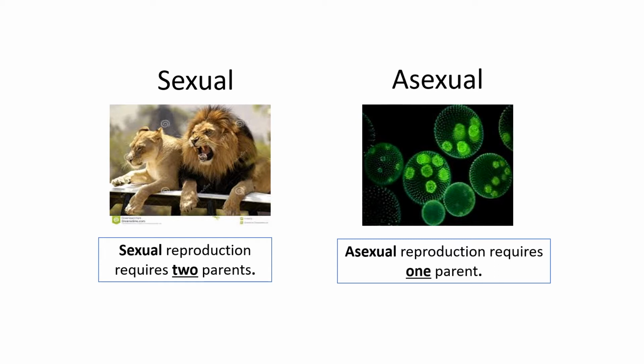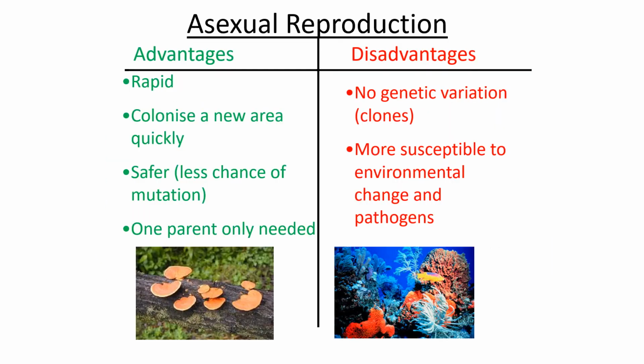Sexual and asexual reproduction. In sexual reproduction, two parents are required. However, in asexual reproduction, only one parent is required. Here are some advantages and disadvantages of asexual reproduction.